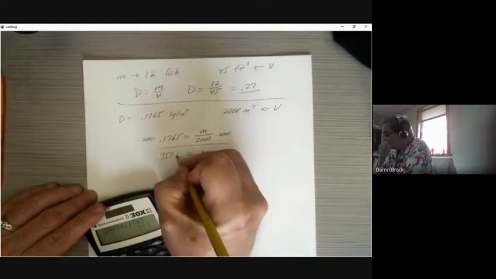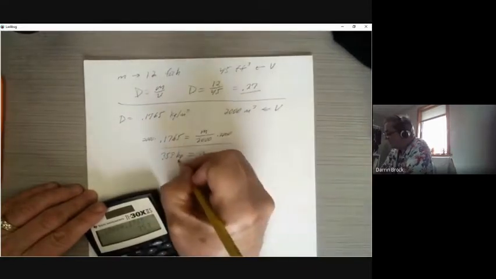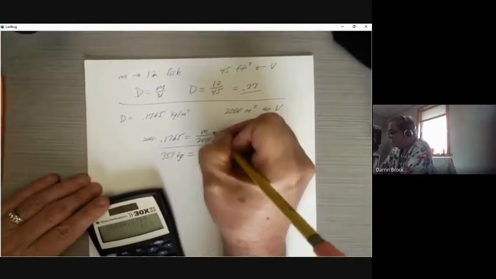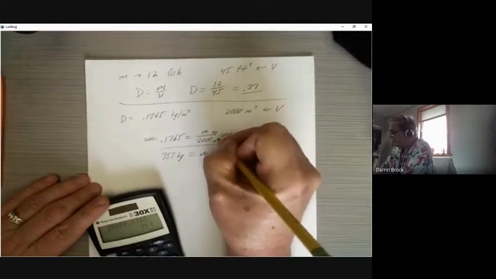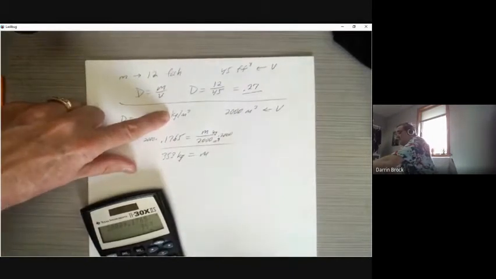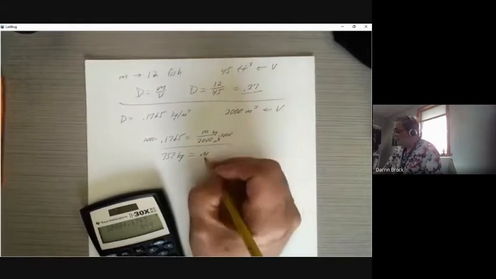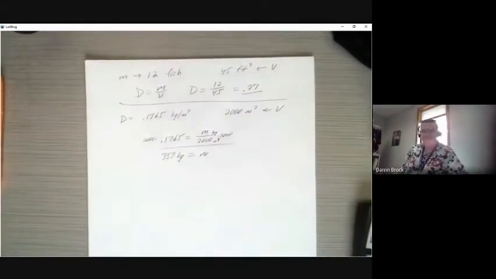And it would be kilograms, because this is kilograms per meter cubed, the density. Since this is meters cubed, that would be kilograms, right? Kilograms per meter cubed, that's why that is the unit for the density. So the mass is 353. There's 353 kilograms of helium in this balloon.